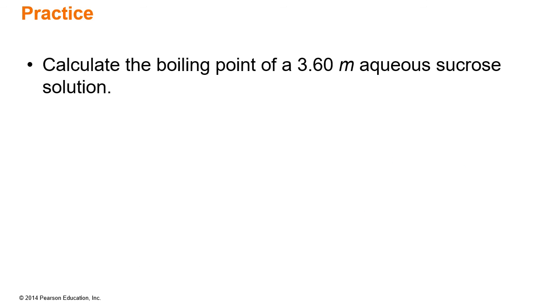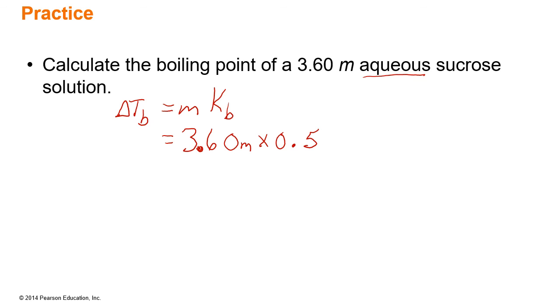See if you can calculate the boiling point of a 3.6 molal aqueous sucrose solution. Change in the temperature of the boiling point is the molality times Kb. Our molality is 3.60. The Kb is our constant, 0.512 degrees Celsius per molal. So our change in temperature is 1.84 degrees Celsius.